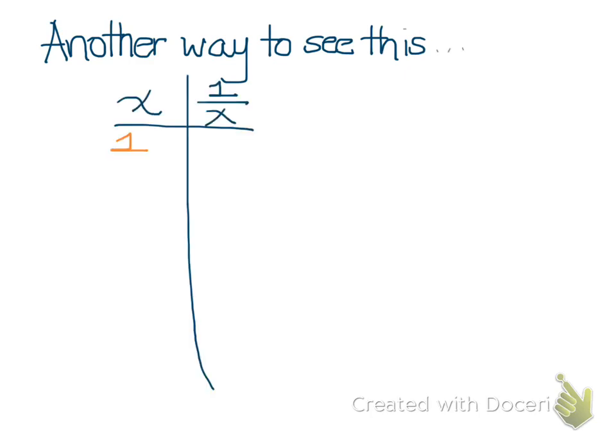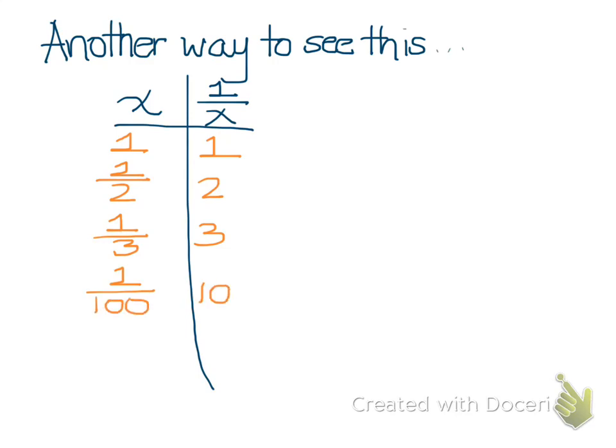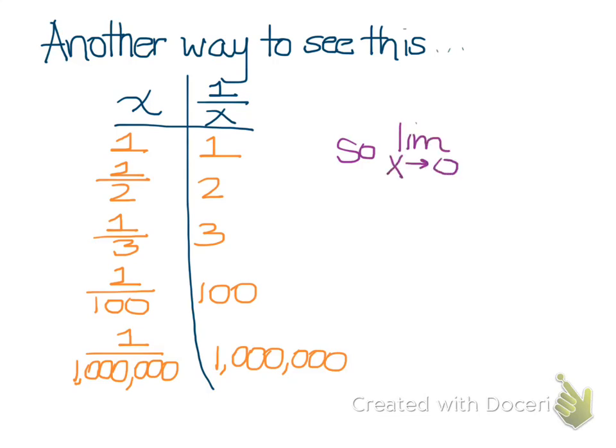Another way to see this is to draw a chart. So if x is equal to 1, then 1 over x is 1. If x is equal to 1/2, then 1 over x is equal to 2. If x is equal to 1/3, then 1 over x is equal to 3. If x equals 1 over 100, then 1 over x is 100. If x equals 1 over 1,000,000, then 1 over x equals 1,000,000. So the limit as x goes to 0 from above of 1 over x is infinity.